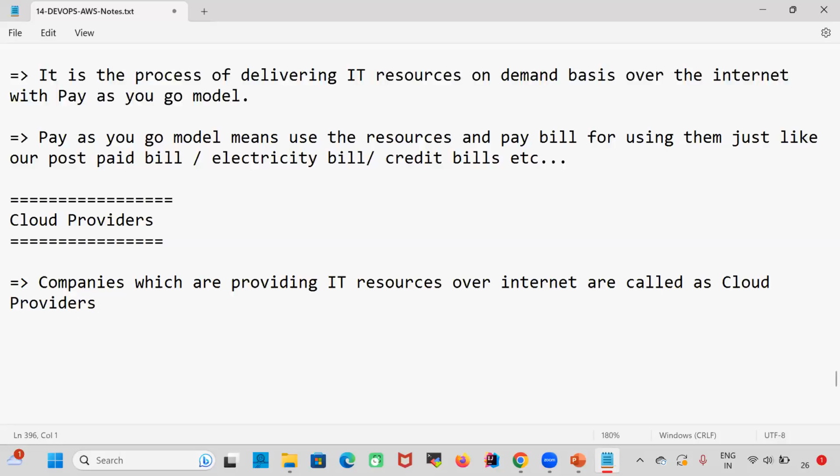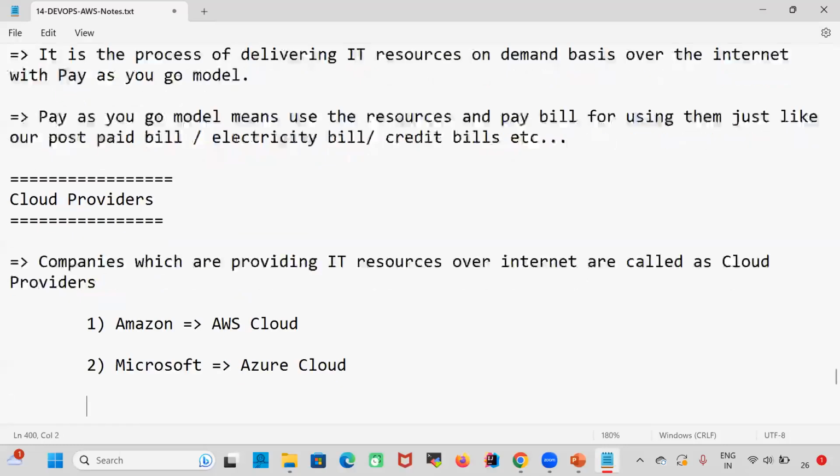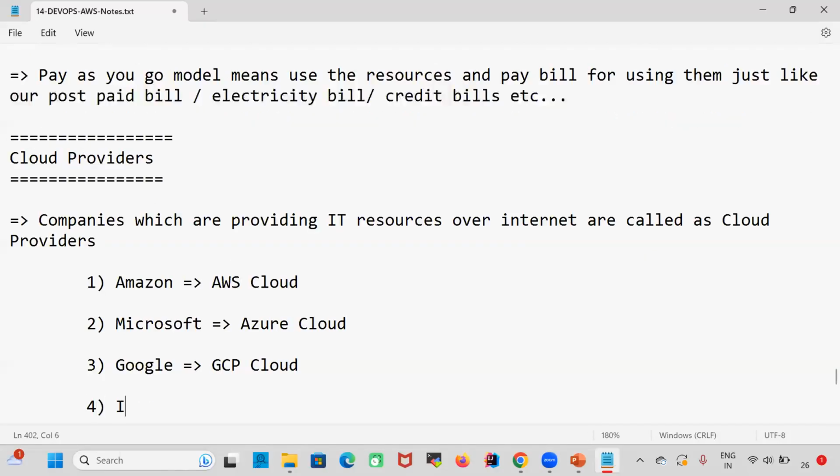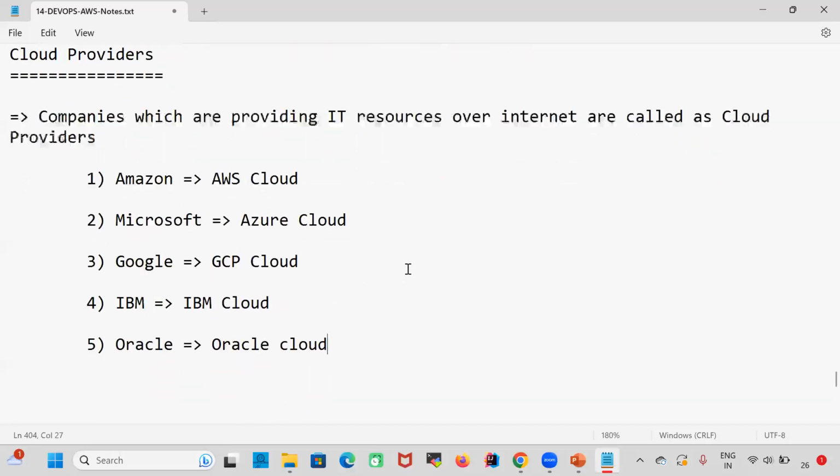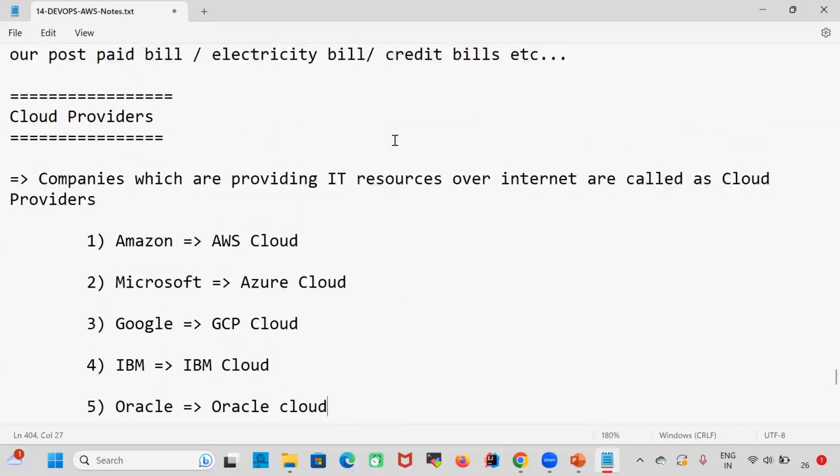One of the leading cloud providers in the market is Amazon. Amazon is providing AWS cloud. The second one is Microsoft. Microsoft is providing Azure cloud. The third one is Google. Google is providing GCP cloud, Google Cloud Platform. The fourth one is IBM, IBM Cloud is available. Oracle Cloud is also available. Like this, there are several cloud providers available in the market.